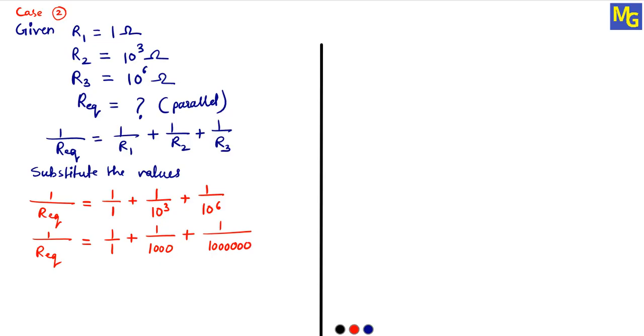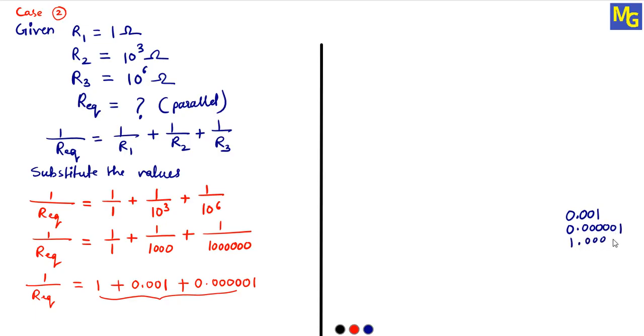Now shift these numbers. When we shift them, we are going to get 1 plus 0.001 plus 0.000001. Now we have to add all these numbers. Adding 1, 0.001 and 0.000001, whatever zeros you want you can take, we are going to get 1.001001. So write down the value: 1 by R equivalent is equal to 1.001001.